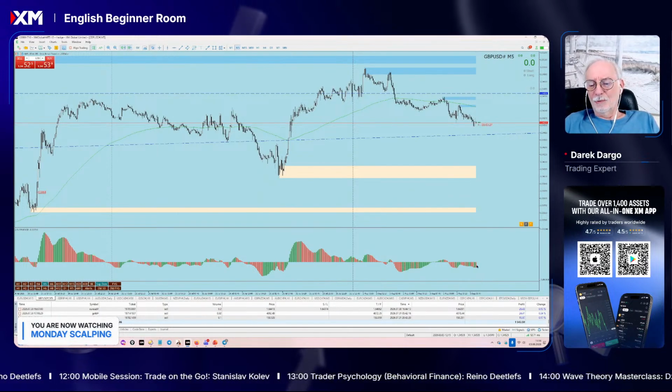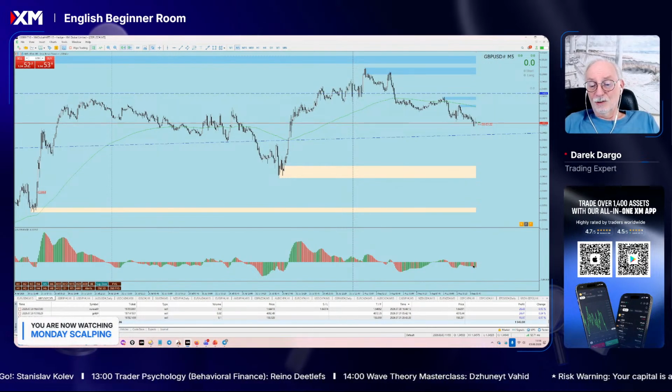5 minutes absolutely doesn't help us at all, because it's so choppy. It's changing direction every few bars.